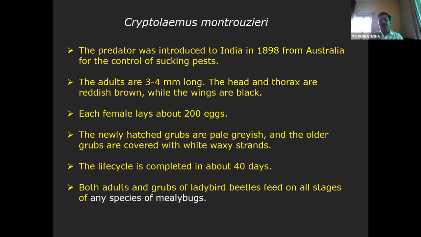And the advantage with this predator, Cryptolaemus montrouzieri, is that it feeds on all stages of any species of mealybugs. In some cases, some predators and parasites are species specific, but this Cryptolaemus montrouzieri is polyphagous, and it attacks any species of mealybugs. Once it is acclimatized, it can multiply in the field, and it can exist in the field, and then naturally it can control the mealybug population.